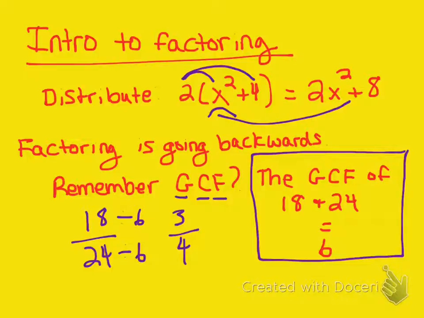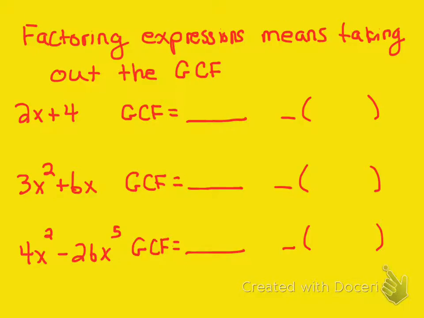So what we're going to be doing is taking out the greatest common factor of expressions. So each of these you're going to be asked to factor. It would say factor out the greatest common factor. So let's figure out what the greatest common factor is for our first one right here. So we have 2x plus 4. We've got to find a number or an expression that will factor out of both terms. So what will factor out of 2x and what will factor out of 4?